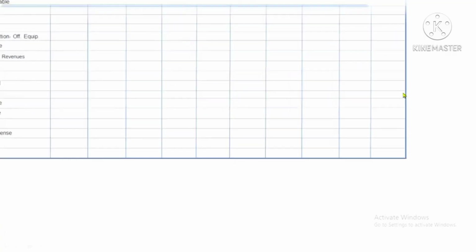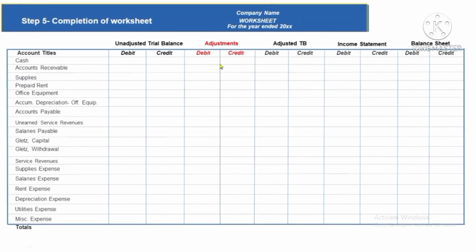Welcome to video number 6. In the last video, we talked about adjusting entries, the accruals, deferrals, and bad debts expense, as well as depreciation. But why do we need to know about those? Because we need to plot them right here, the third and the fourth columns of the worksheet.